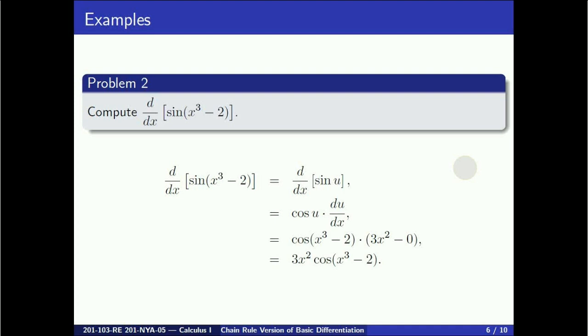Finally, I rewrote my derivative as 3x squared times cos of (x cubed minus 2). I prefer to put any factor in front of the cosine function to avoid any possible confusion. Otherwise, one may think that the answer is the cosine of the product of (x cubed minus 2) with 3x squared, which is not the case at all.